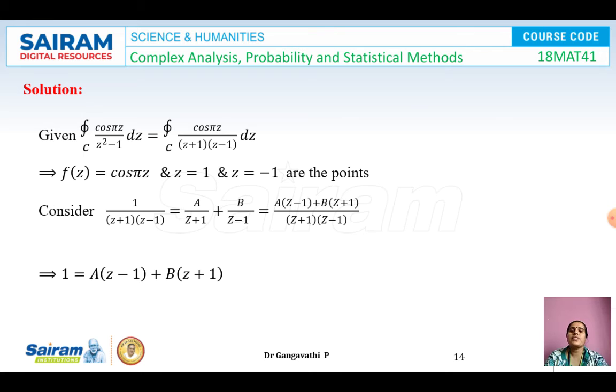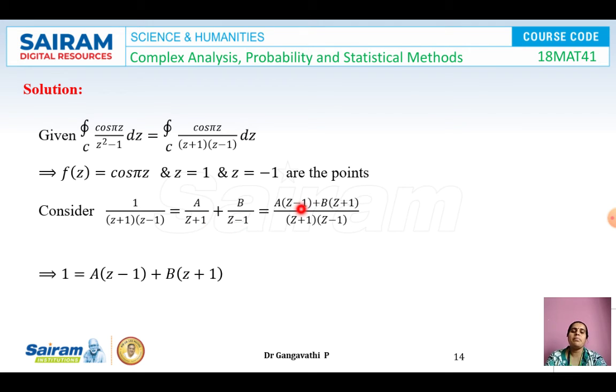So what is our f of z? F of z is the numerator, which is cos pi z. From the first term z is equal to 1, and from the second term z is equal to minus 1. But still we cannot apply Cauchy's integral formula as it is, because these terms exist in product. So consider the partial fraction to segregate the terms. Consider only this part, 1 by (z minus 1) into (z plus 1). Apply the partial fraction, so we get a by (z plus 1) plus b by (z minus 1).